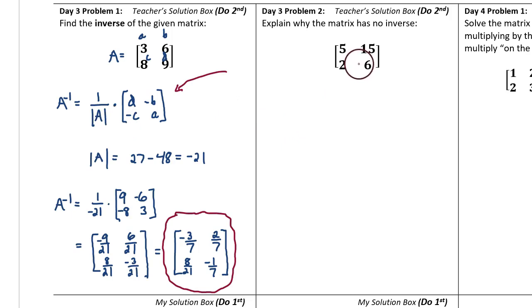Let's find the determinant of this matrix. 5 times 6 is 30, minus 2 times 15, which is 30, and that's 0. So it has no inverse because the determinant is 0.